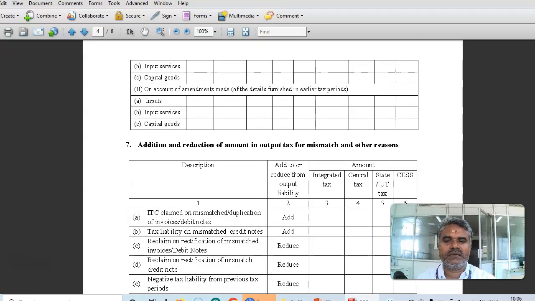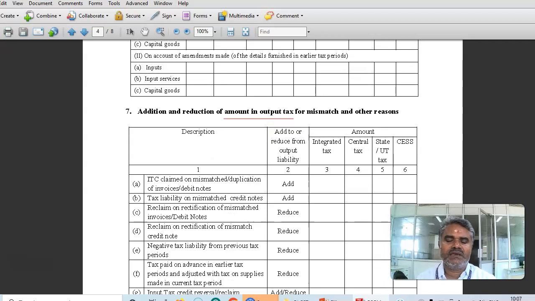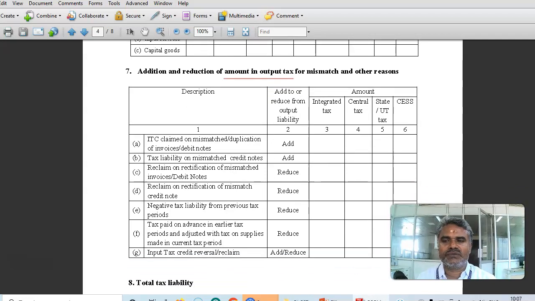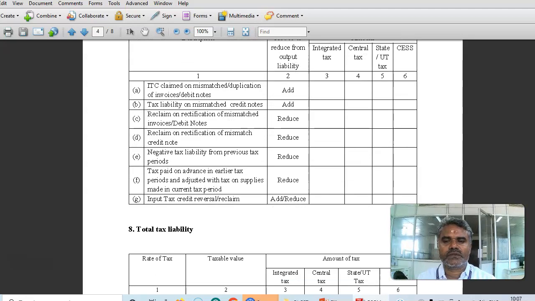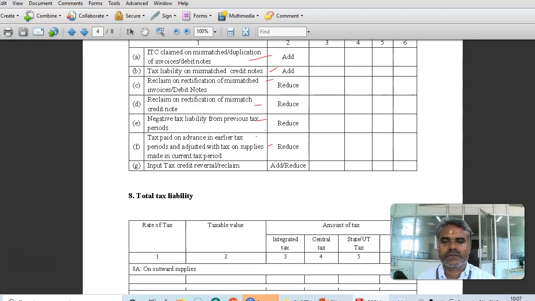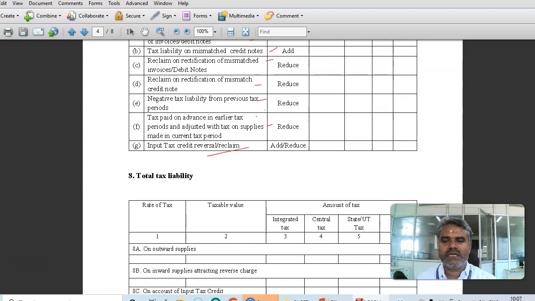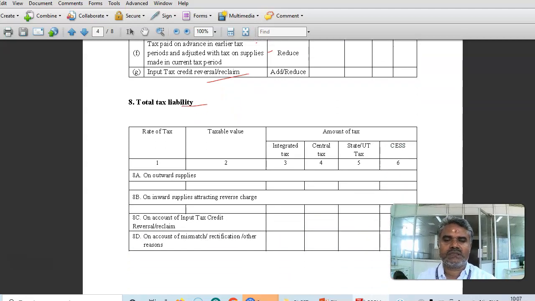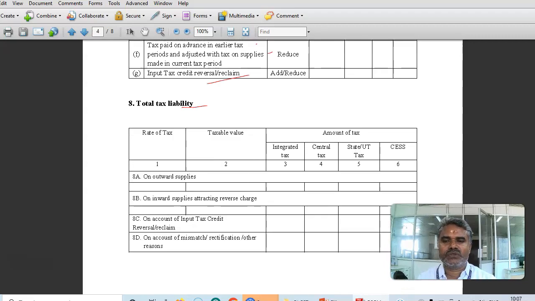Then addition and reduction of amount in output tax for mismatch. Do you have any mismatch or difference? Here you have to give the detailed information. Then total tax liability. So what is your total tax liability? Here you have to show on outward supply, on inward supply, on reverse charge, on account of input tax credit, on account of mismatch, and everything will be given and adjusted, and finally you give.